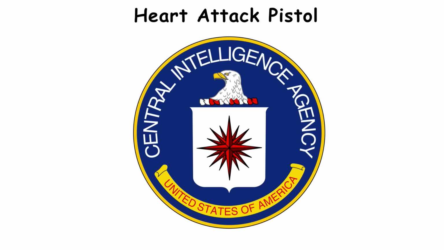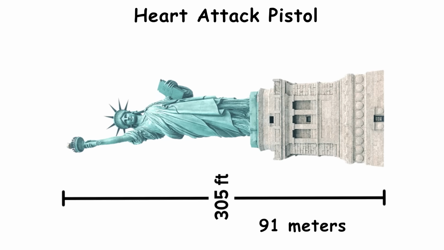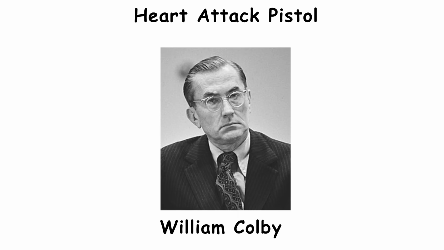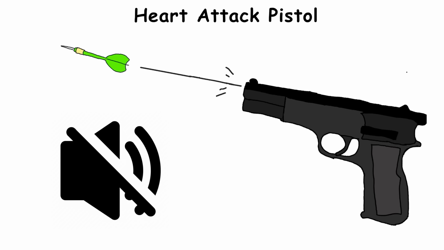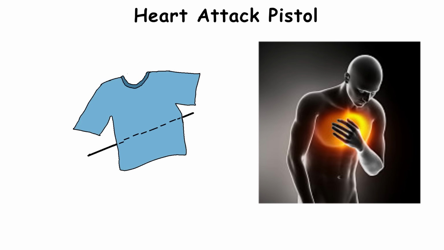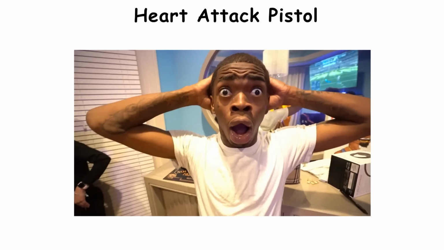It was thought that the CIA had developed a pistol that could fire a poisoned dart from around 300 feet, cause death, and leave no trace of what the cause was. When William Colby declared that they had a poison dart gun that was potentially completely silent, felt like a mosquito bite to the target, went through clothes, caused a heart attack, and left no traces but a small red spot because the dart melted, the public was shocked.